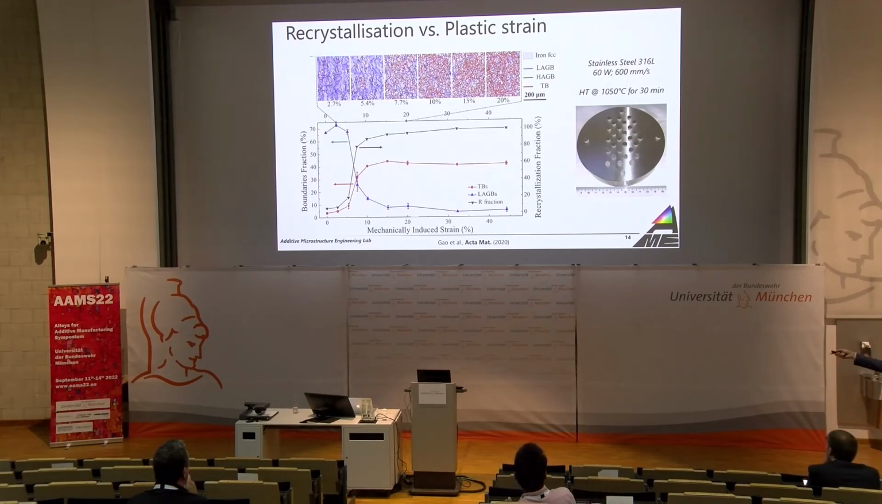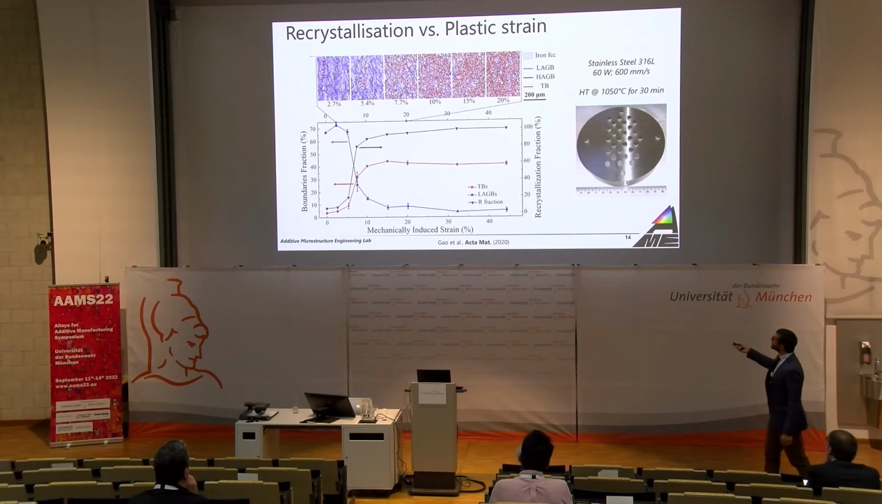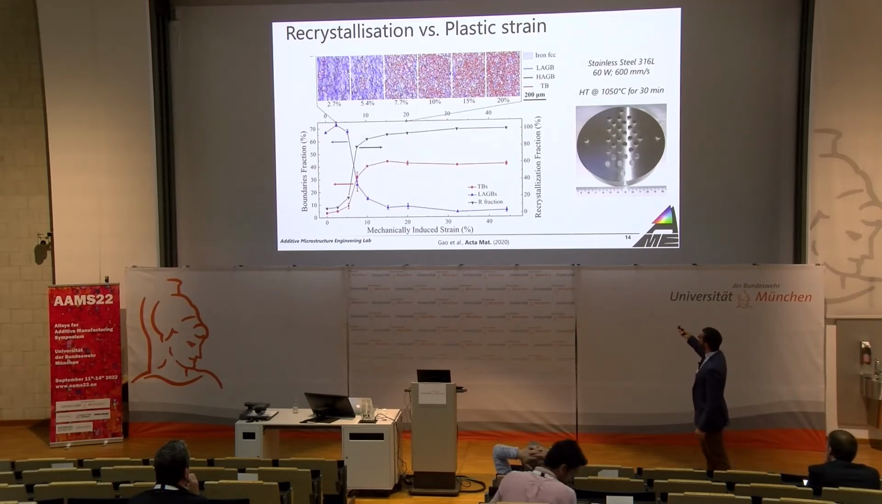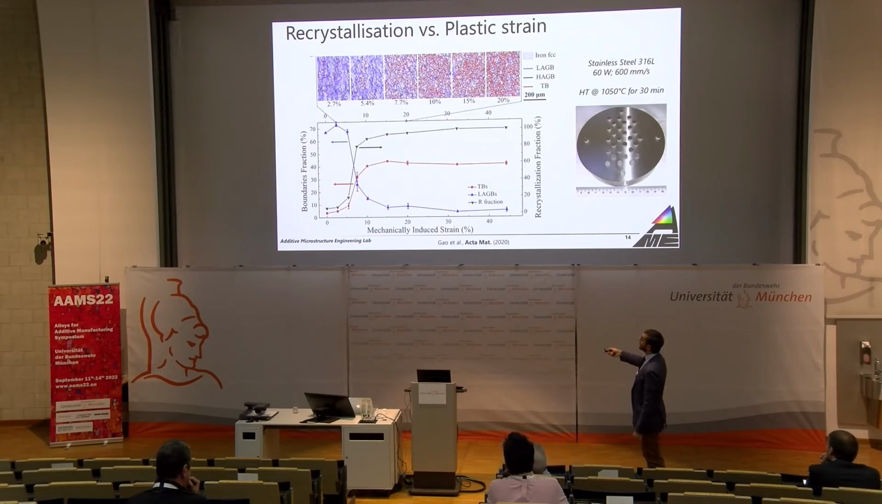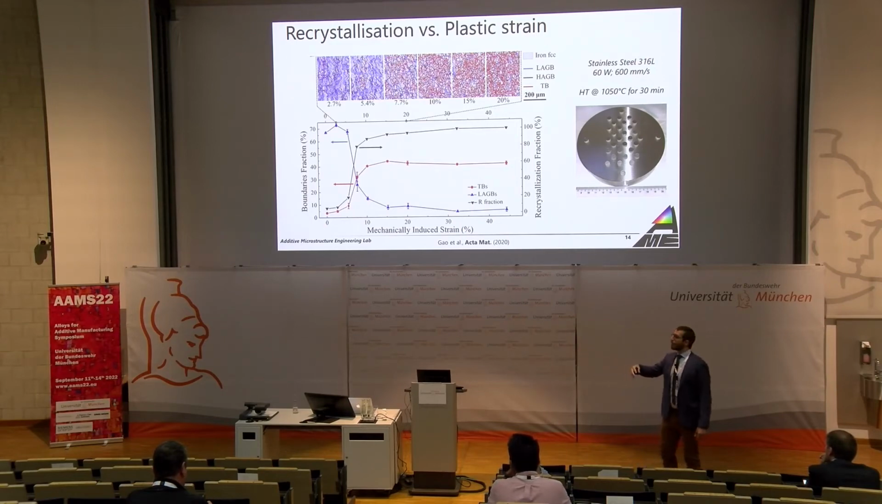On the x-axis, you see the mechanically induced strain, the strain I was talking about before. Then you have two y-axes. One shows the recrystallization fraction, and that is the black curve here. That's the one I want to draw your attention to, because it is more important for this topic. The other axis shows the grain boundary character fraction. We're looking at the red curve, which is twin boundaries, and the blue curve, which is low angle grain boundaries. The take-home message is that there's an anti-correlation between the two, and that the twin boundary fraction closely follows the recrystallization trend.